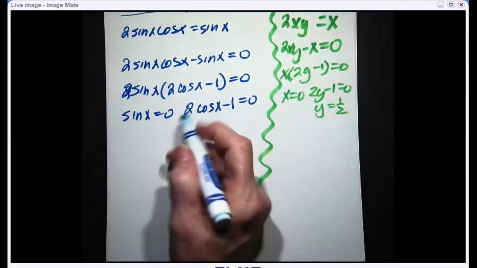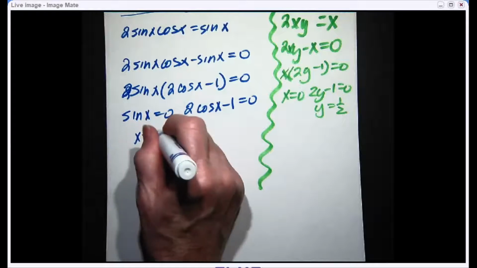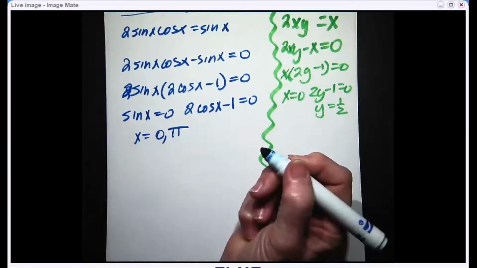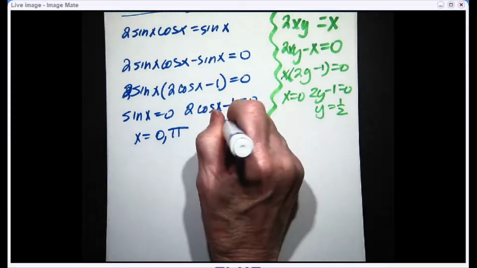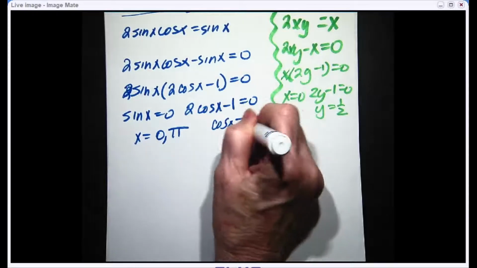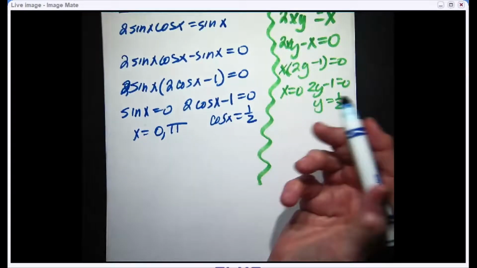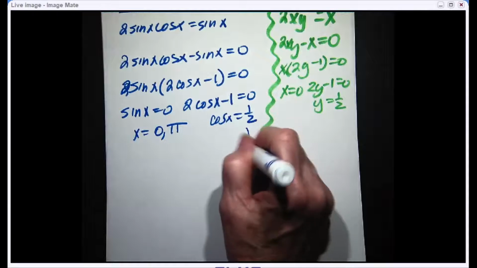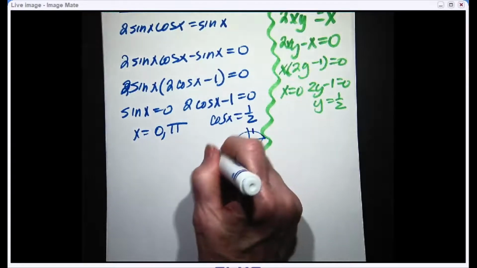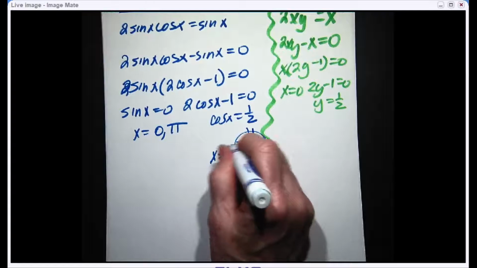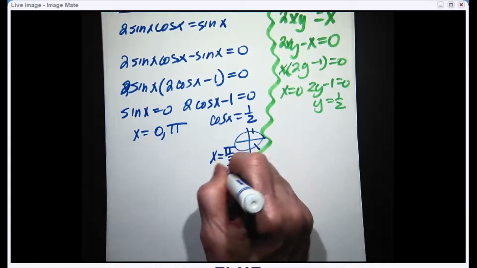Where is sine equal to 0? So x would equal 0 and pi. 2 cosine x, so cosine x equals 1/2. I'm okay with you doing mental math with that. Where is cosine equal to 1/2, which would be here and there. So for this one, x is equal to pi over 3 and 5 pi over 3.